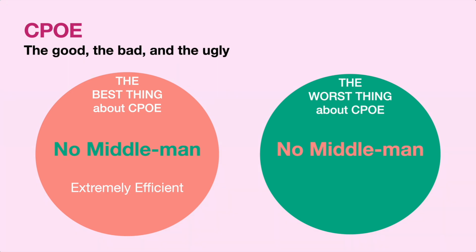The worst thing about CPOE is, again, there's no middleman. This means there's a single point of failure, and that single point of failure is you.